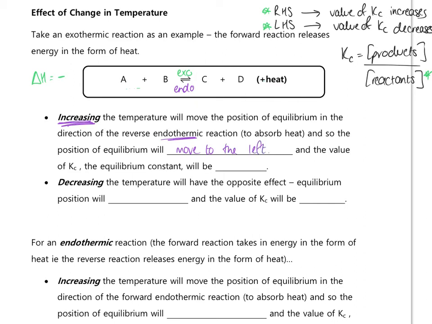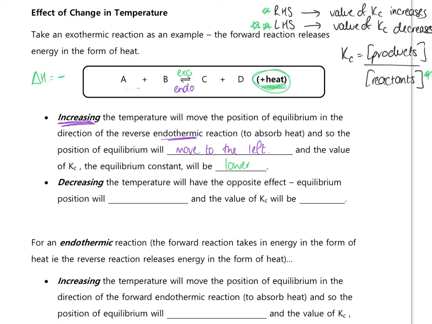We can also think of it as heat is a product of the forward reaction because it's an exothermic reaction. So if we increase the temperature, we're essentially increasing the concentration of heat. So the equilibrium shifts to the left to try and remove the excess heat. So if we're shifting to the left, let's go back up here. If we're shifting to the left, the value of Kc decreases. So the value of Kc, the equilibrium constant, will be lower.